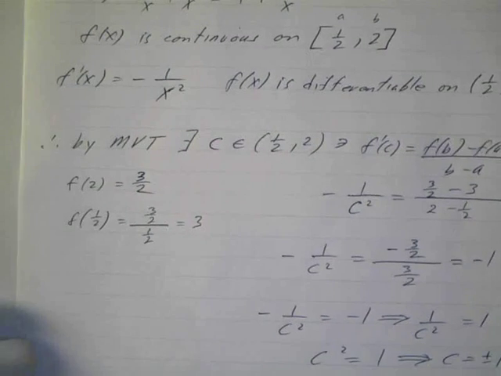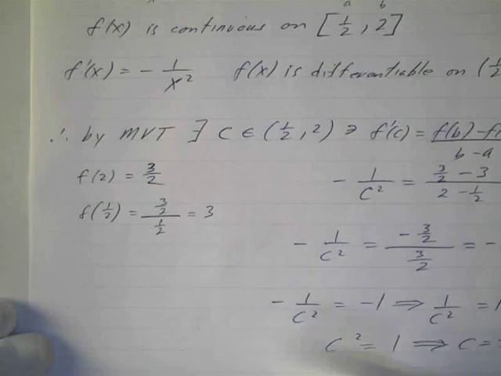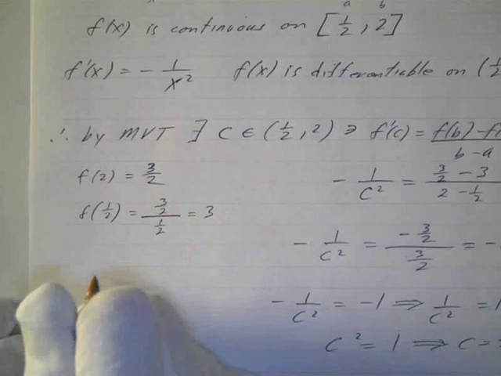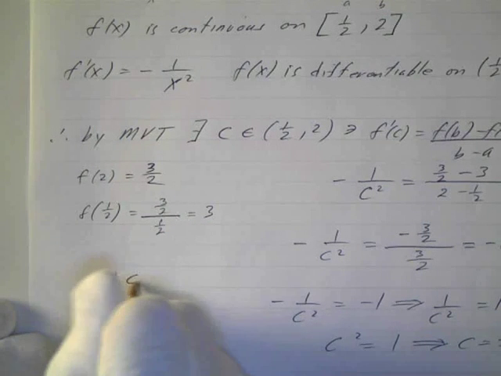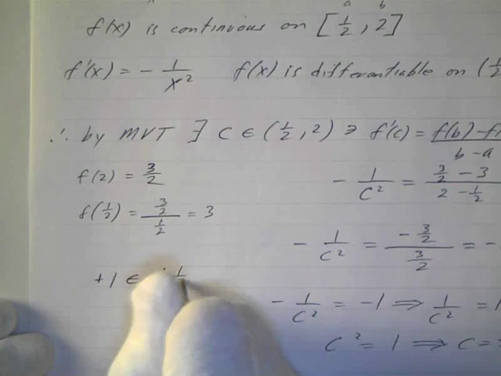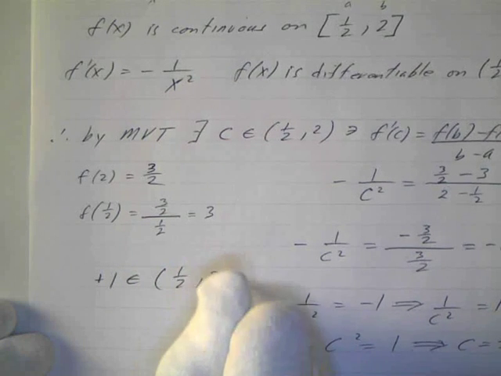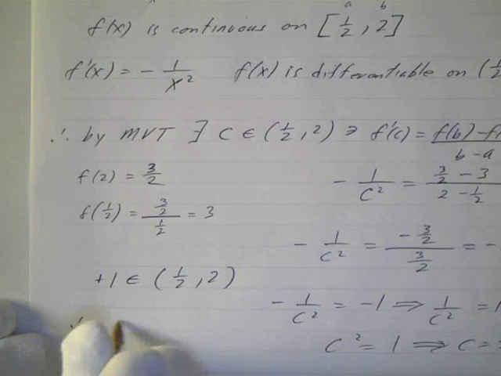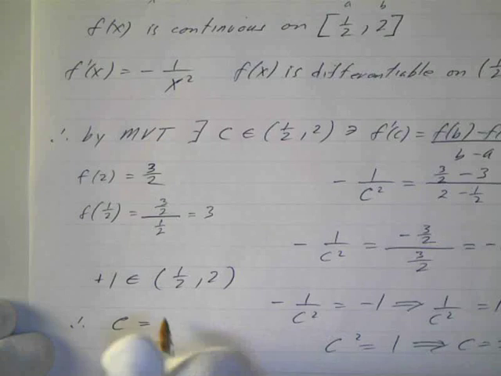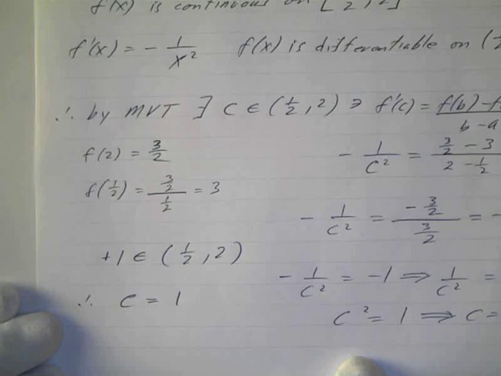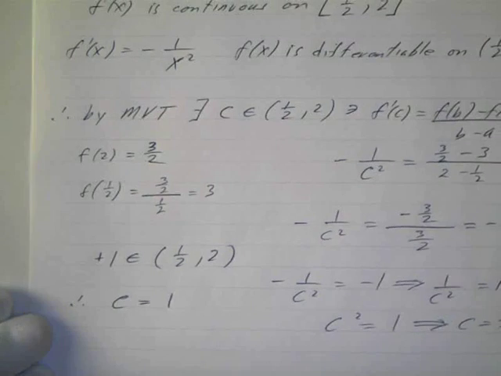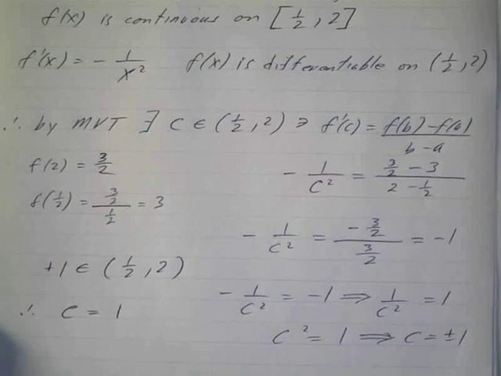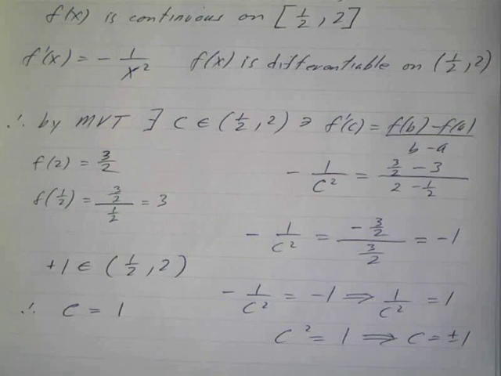I'm looking at my interval here, so -1 does not belong here, but 1 does, so we know that +1 belongs to the open interval 1/2, 2. So therefore, c equals +1. So there's your value of c that satisfies that. It has to belong to that open interval. The -1 doesn't, so we throw that out. Okay? Hope that's perfectly clear.